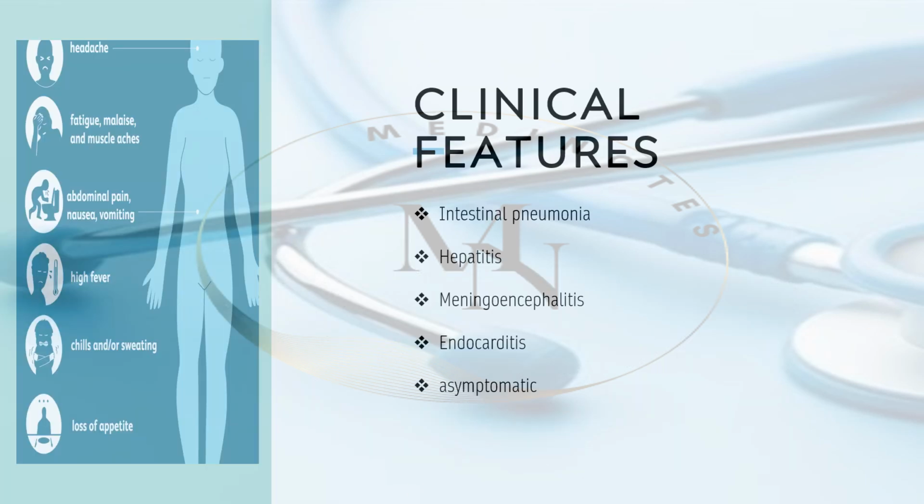So next we have the clinical features. So what are the clinical features? Usually the first things the patient would show are headache, fatigue, malaise and muscle aches, abdominal pain, nausea, vomiting, high fever, chills and or sweating, loss of appetite and so on. In extensive cases, it is characterized by interstitial pneumonia, which is the reason we would be having abdominal pain, nausea and vomiting. It can also cause hepatitis, meningoencephalitis, endocarditis, and sometimes it is asymptomatic in nature too.